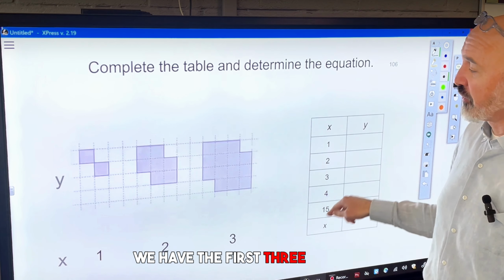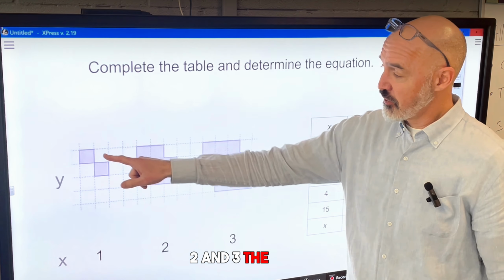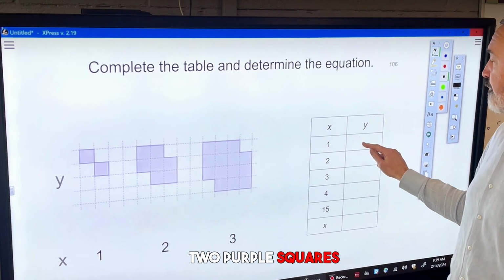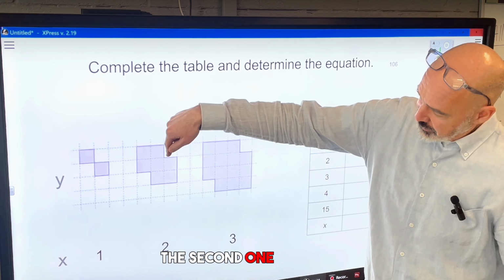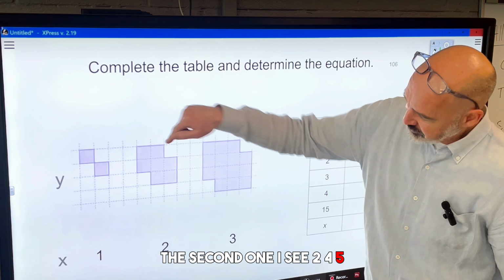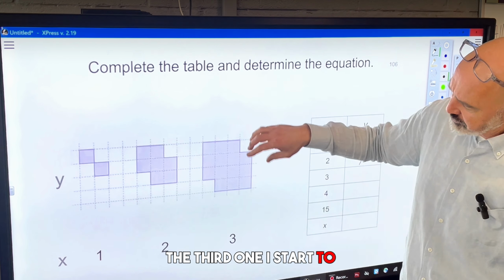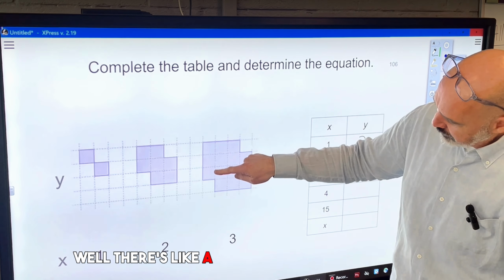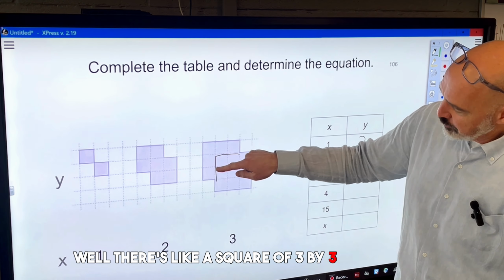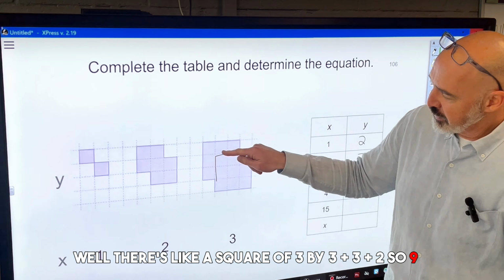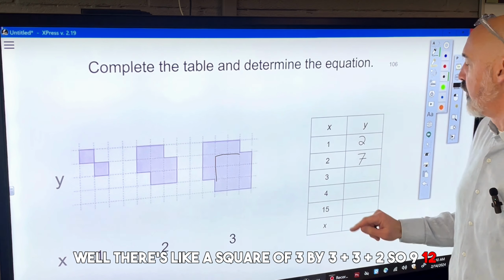We have the first three iterations, 1, 2, and 3. The first one, 2 purple squares. The second one, I see 2, 4, 5, 6, 7. The third one, I start to see, well, there's like a square of 3 by 3 plus 3 plus 2, so 9, 12, 14.